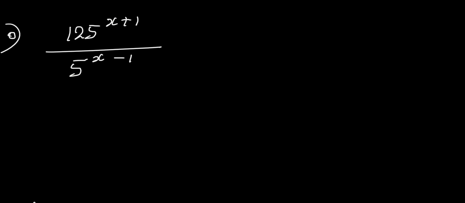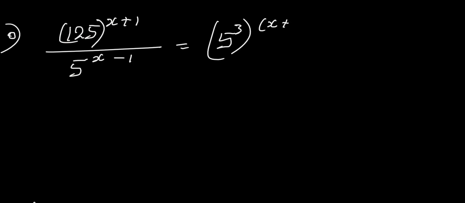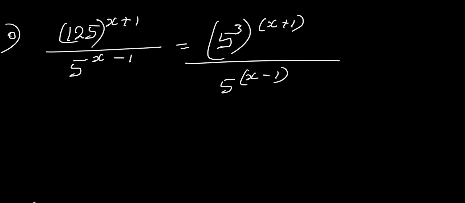All right, question O, we have 125 exponent x plus 1 over 5 exponent x minus 1. So the first task is to change 125 to 5 exponent 3. So this will become 5 exponent 3 in parentheses, and then you can also put the exponent x plus 1 in parentheses over 5 exponent x minus 1. So also put this in parentheses.